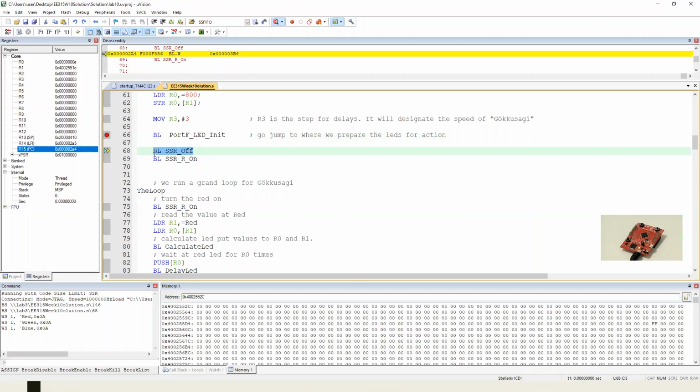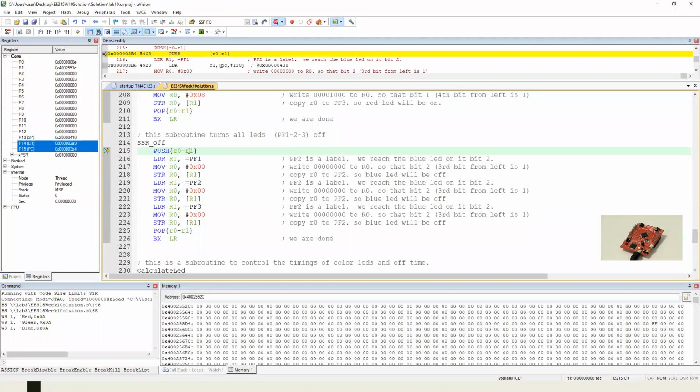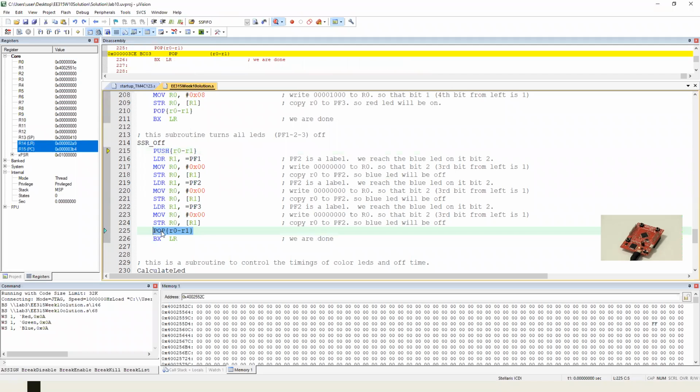Now I call another subroutine. Okay, let's see what that subroutine does. I'm going inside the subroutine. I press F11 again. So I'm here, guys. What I'm doing first is I'm pushing the values R0 and R1 to the stack. Before I go out, I'm going to pop them out.